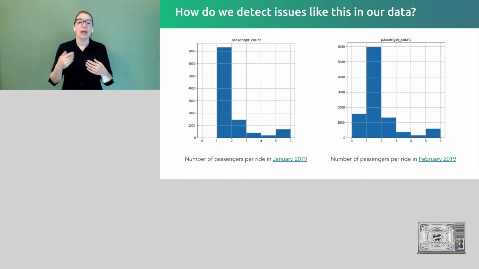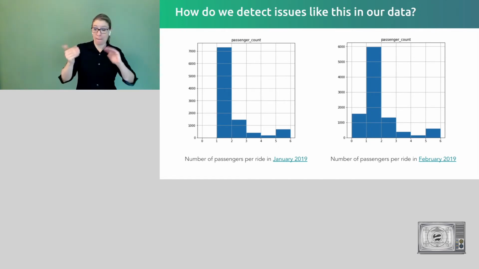Now, if I compare this to the February 2019 data, I all of a sudden see a spike in rides that have 0 passengers. And as much as I have doctored this data to look like this, I have to admit, I just modified it in order to show some outliers here.